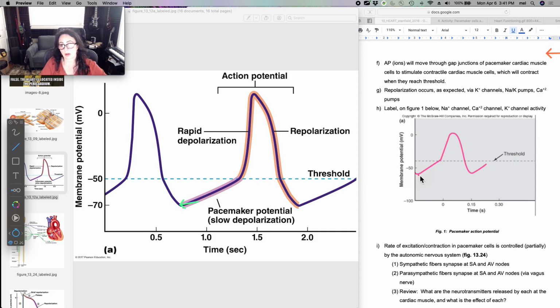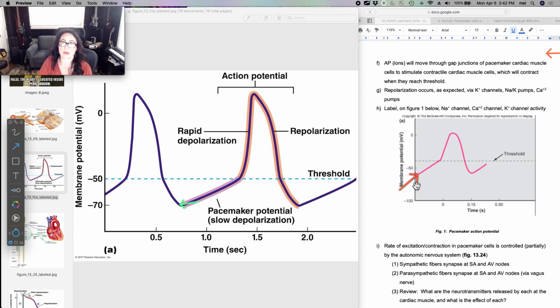So what's going on from here to here? This guy right here is the sodium channel, right? It's generally going to be open, but that's a sodium funny channel.